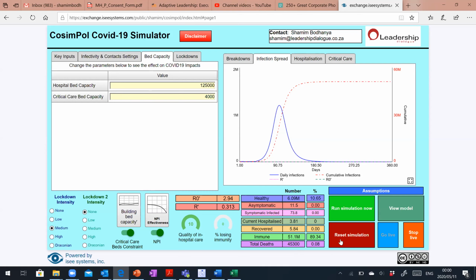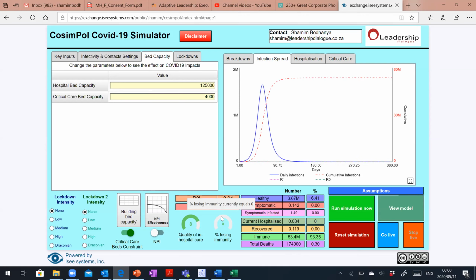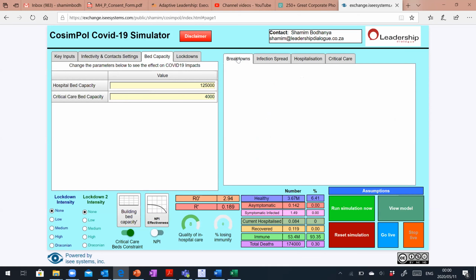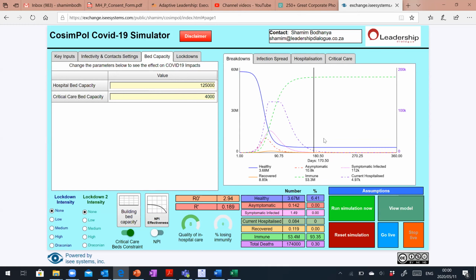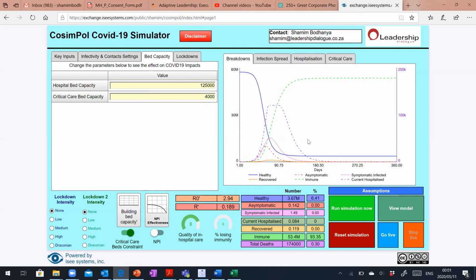I'd like to now just very quickly reset the simulation and have a quick exploration of the base case with an R naught of 2.94. If we go to this tab, essentially we're seeing that given that value of R naught, not everybody gets infected. So we actually have a healthy population of about 3.67 million, which in a sense says there is a kind of natural herd immunity with this value of R naught without a vaccine. And that's quite interesting, and that would need a bit more interrogation and exploration.